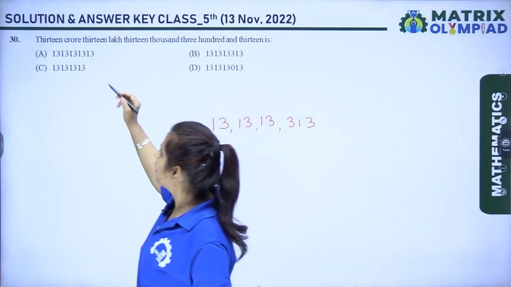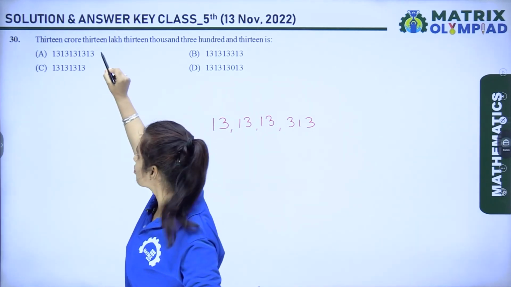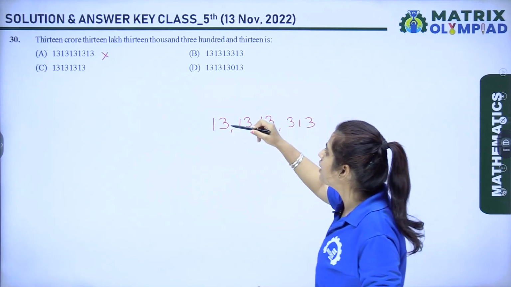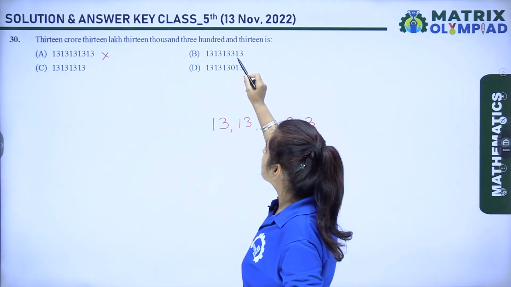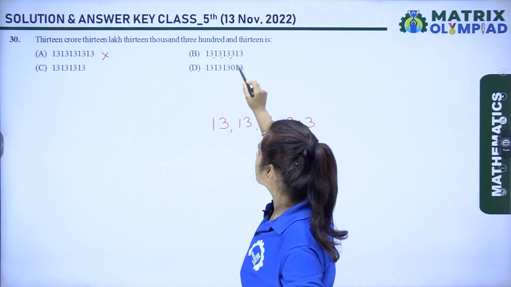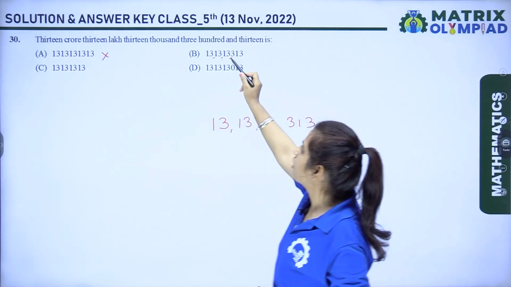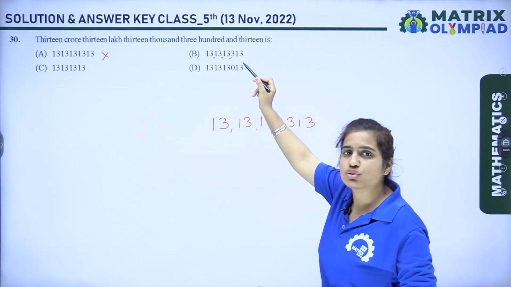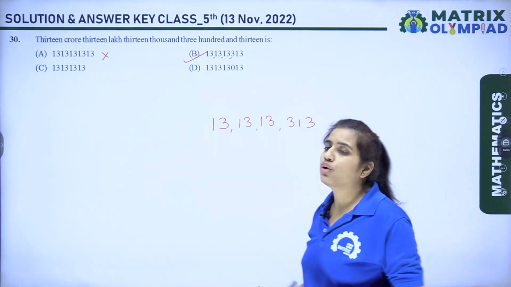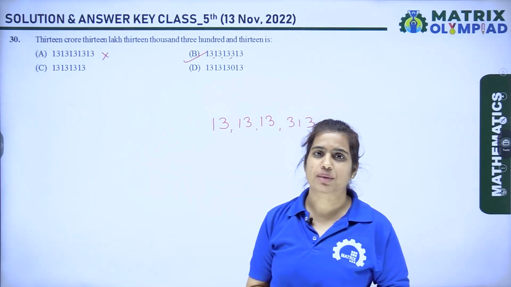So, option number A. Option number A is a 10-digit number. So, option A is not the correct answer. Now, option B is, it is a 9-digit number. Let's put the comma. After putting the comma, we can see that it is same as 13 crore 13 lakh 13,313. So, we can say that option B is the correct answer. So, I hope you all understood part 1st of this paper.